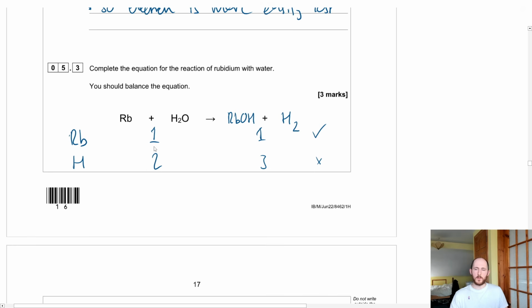So I need to somehow make them the same. So what's the lowest common multiple of 2 and 3? It's 6. So, in fact, we could probably make it a bit easier. What we could do is put a 2 in front of here to make that 4 hydrogens. And then because this is H2 and then 1 more H is 3H, we could put a 2 here. So what does that now become? It becomes 4 on the left, 4 on the right. But now our rubidiums are out of order. So what we can do is put a 2 in front of here and we're done.